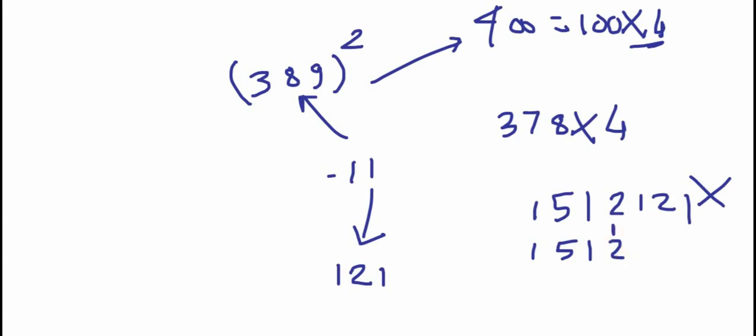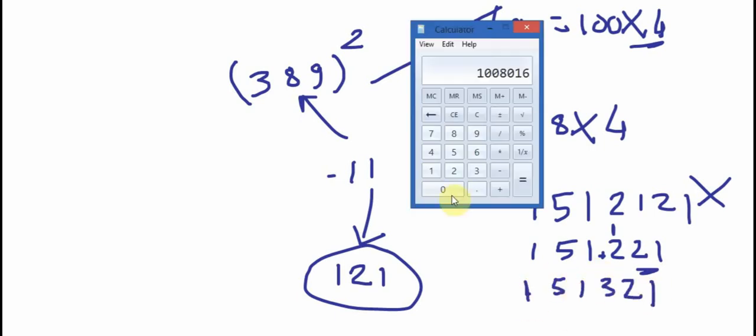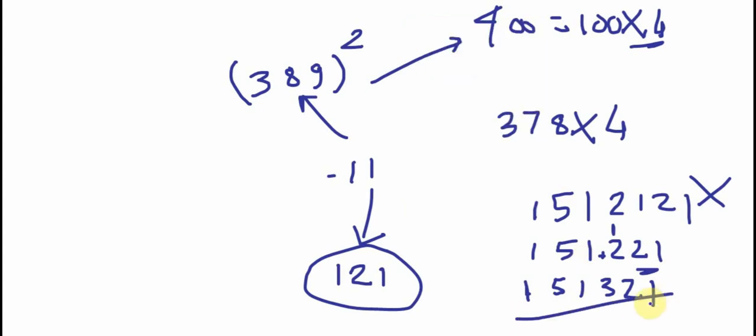1 is carried over and just 21. You always get the last 2 digits from this step. So just write 21 and 1 is carried over, and just add these two numbers and you have 151321. And once again you can cross-check with the calculator, that is 389 multiplied with 389, the answer is 151321. Yes, so this was the shortcut method.